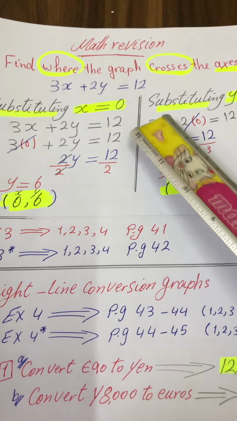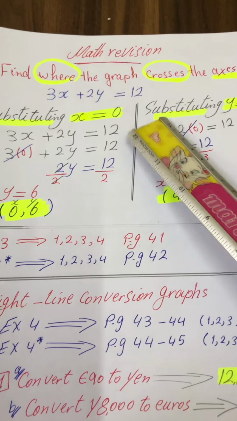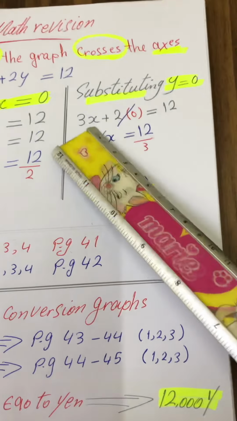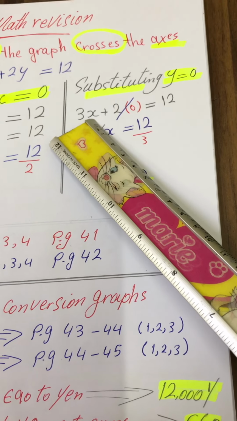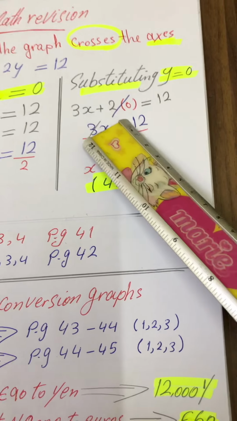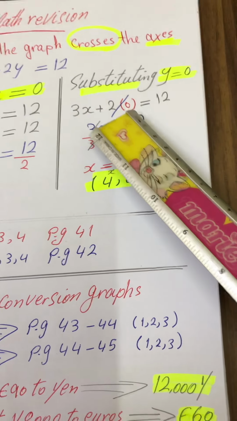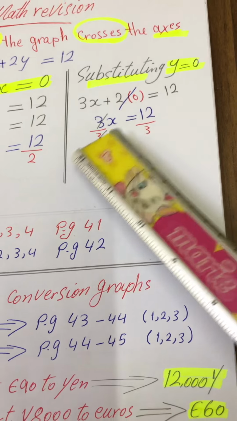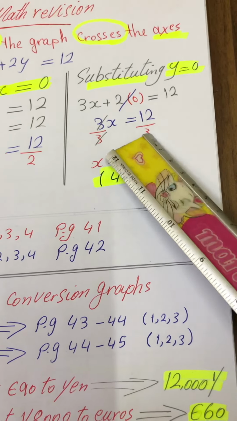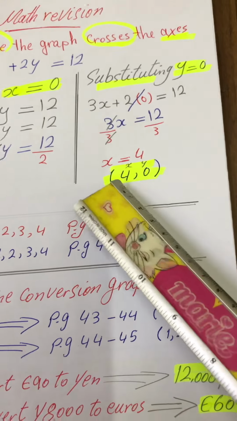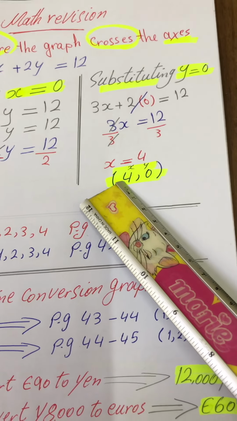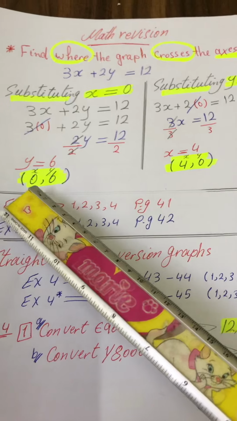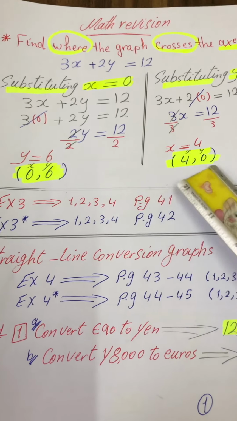I'll do the same, but in this case I will substitute y equals 0. This is the equation of the graph: 3x plus 2, instead of y I put 0. Now this part is cancelled, equals 0, so 3x equals 12. I divide by 3 both sides, so x equals 4. In this case, the ordered pair or the point is (4, 0). The solution will be (0, 6) and (4, 0).